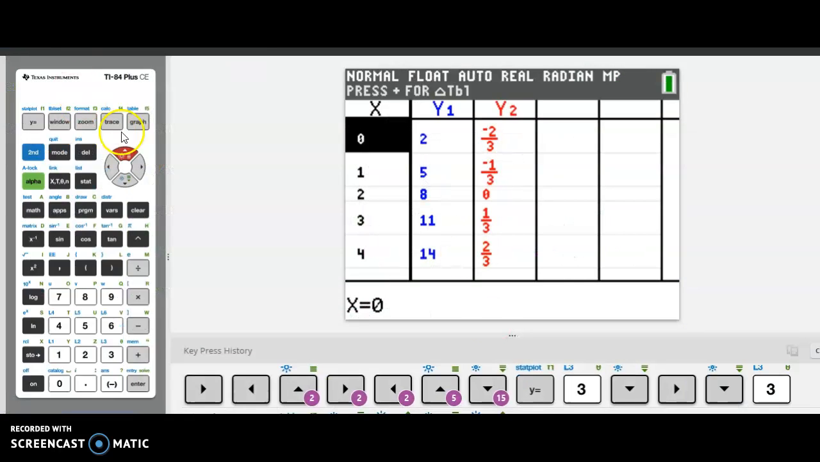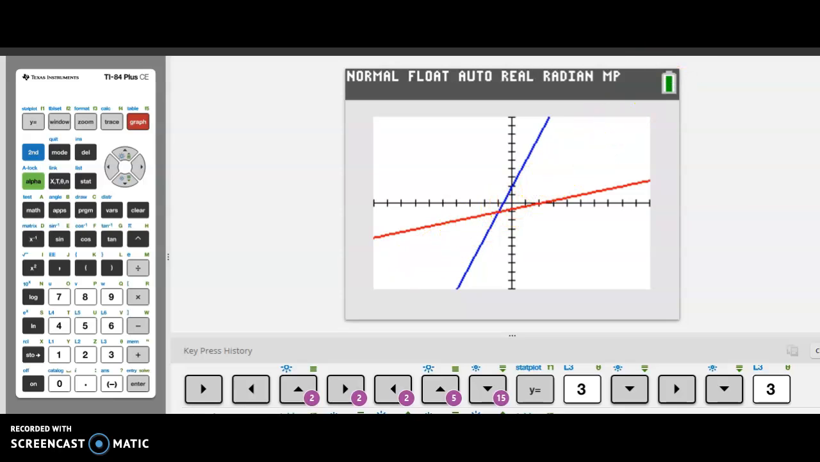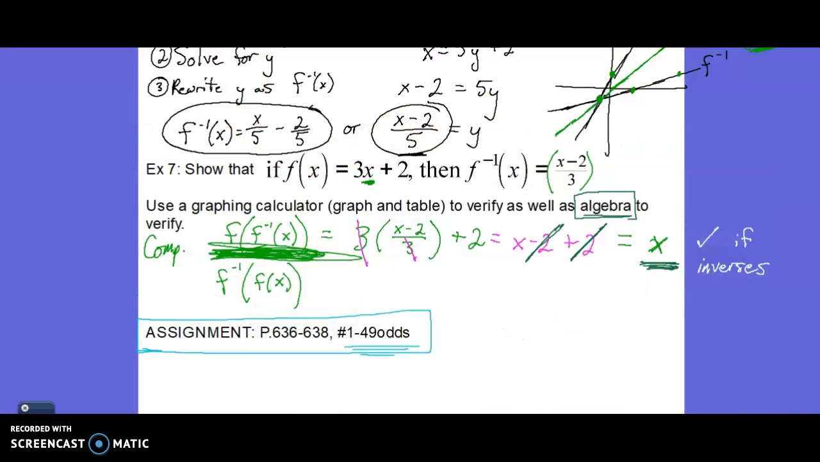One more thing before I let you go is if you look at the graph, notice that they are a reflection over the line y equals x. So that might be a good thing for you to write down on a future test. The graphs, how about I say the two graphs are reflected over y equals x. And there you have it.